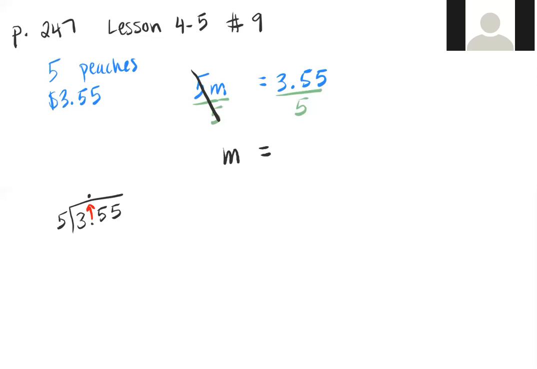Okay, 5 can't go into 3, but can go into 35 7 times. 7 times 5 gets me 35. Subtract, leaves me with no remainder. Bring down the 5. 5 goes into 5 one whole time. So the cost of each peach was 71 cents.